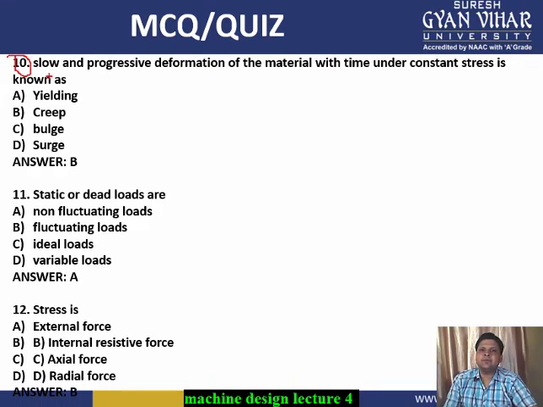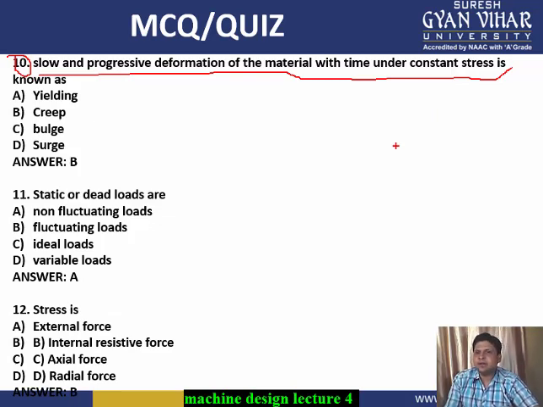Slow and progressive deformation. Now this is a new one. Slow and progressive deformation of a material with time under constant stress. It means if you are keeping any material at any stress for a long period of time, then it undergoes some slow and progressive deformation, and that slow and progressive deformation is known as creep. So the second is the correct option. Option B is the correct option.